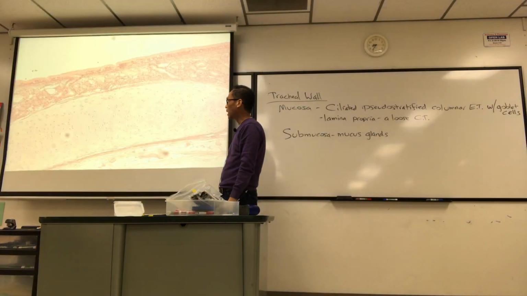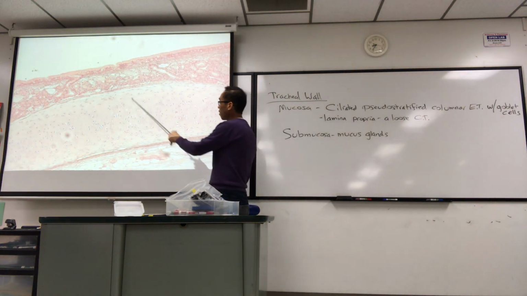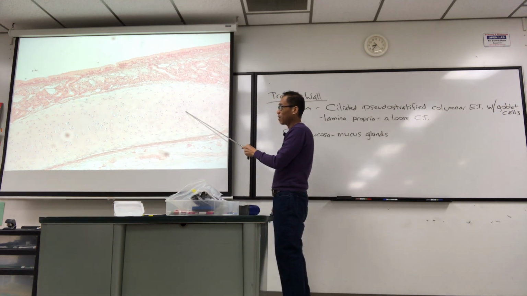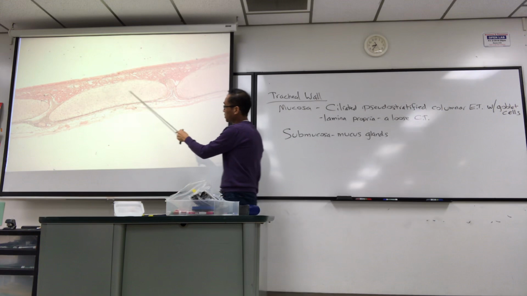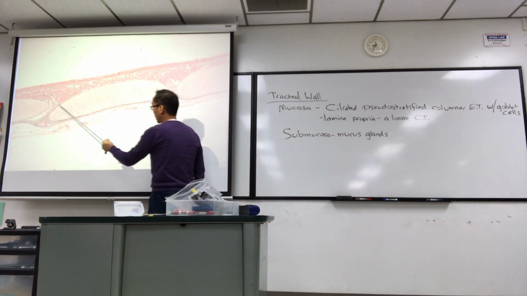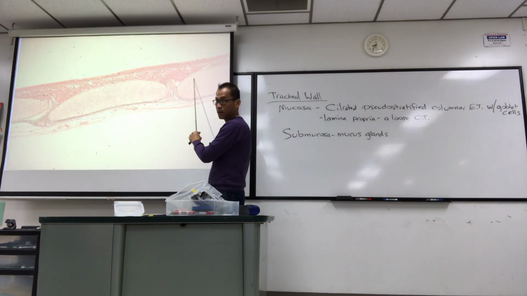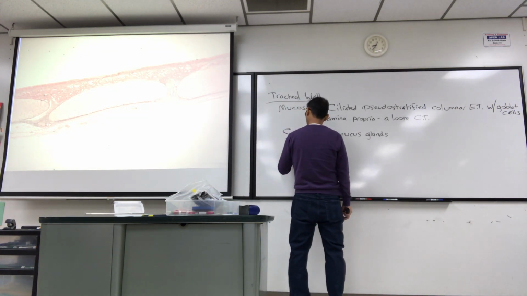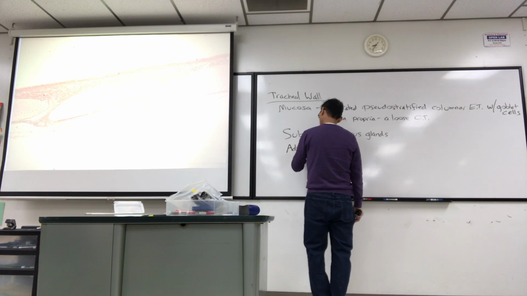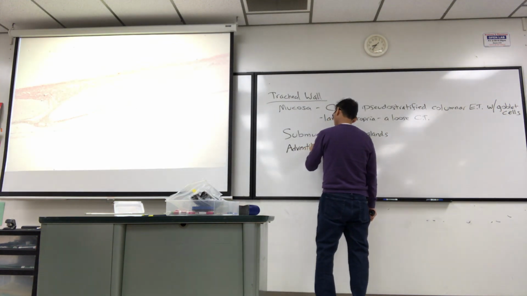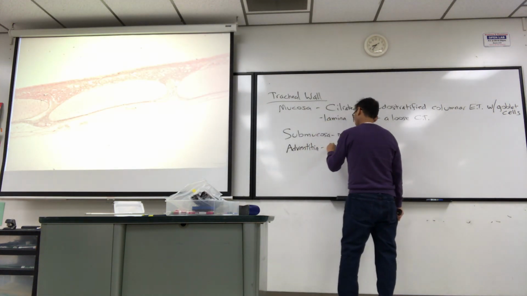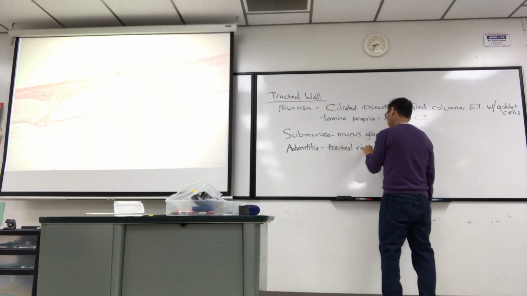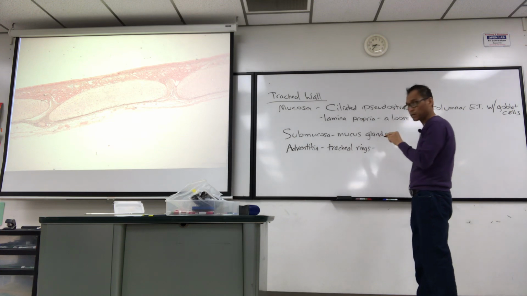Let's go back to this picture here. All of this from here to here is adventitia, but really all I have you ever identify are these. These are cut tracheal rings, in the adventitia. Well, they're tracheal rings, but in terms of histology, you need to identify them as hyaline cartilage.